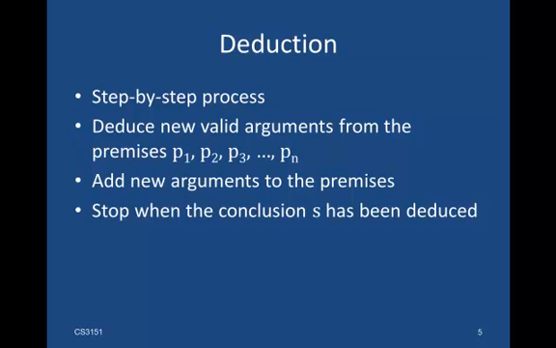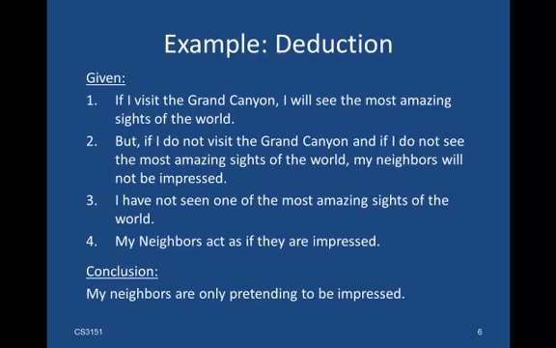Here's an example argument that we can prove using deduction. The argument is based on the following four premises. The first one is, if I visit the Grand Canyon, I will see the most amazing sights of the world. Second, but if I do not visit the Grand Canyon, and if I do not see the most amazing sights of the world, my neighbors will not be impressed. And the third premise is, I have not seen one of the most amazing sights of the world. And the fourth statement is, my neighbors act as if they are impressed. The conclusion is the following statement: my neighbors are only pretending to be impressed.